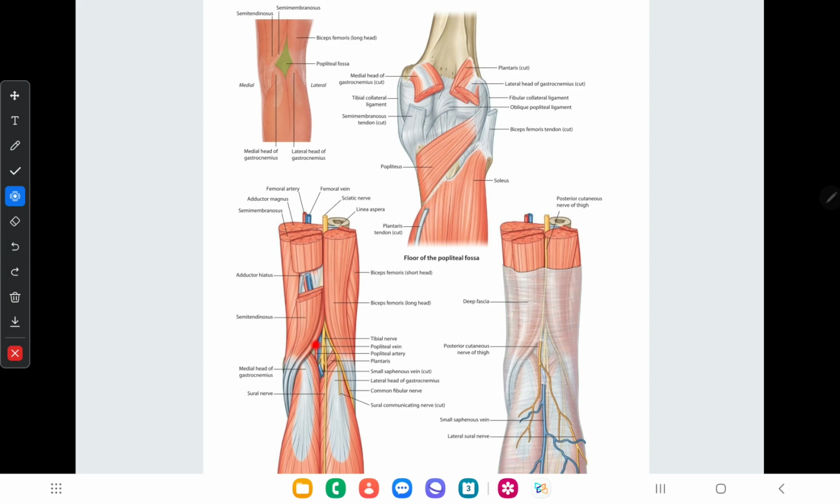As in the femoral triangle, here also lumps can arise. When there is a lump in the popliteal fossa, we have to suspect several things. If the lump arises from the skin and soft tissues, it can be a sebaceous cyst, lipoma or sarcoma. If the lump arises from the artery, it can be a popliteal aneurysm. If the lump arises from the vein, it can be varicosities of the small saphenous vein.